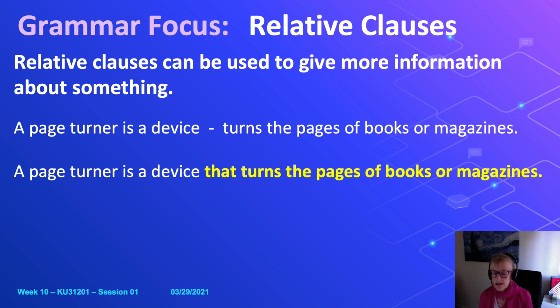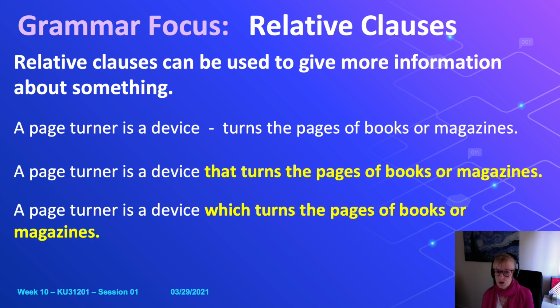So you can see the yellow writing is the relative clause that we've added to the sentence to give us more information. Another way we could do that would be to say a page turner is a device which turns the pages of books or magazines. Both of those sentences are correct, and both times the relative clause is giving us more information about the subject of the sentence.